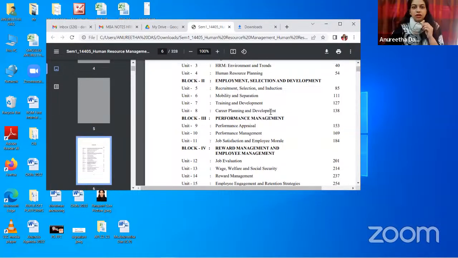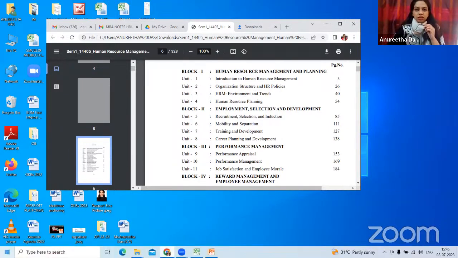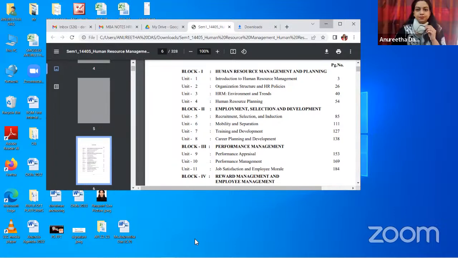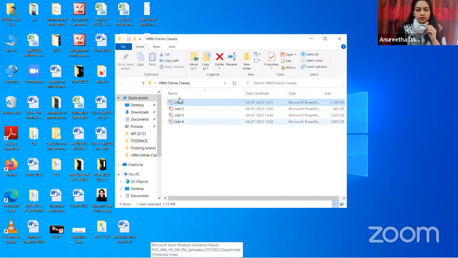Okay, so today we are going to start with the first block. Yes, so we'll be starting with the first block, and in the first block you have 4 units. So here are the 4 units that we will be finishing today.